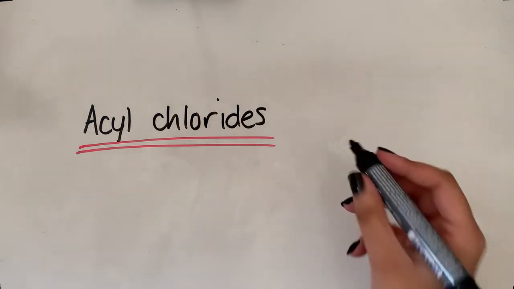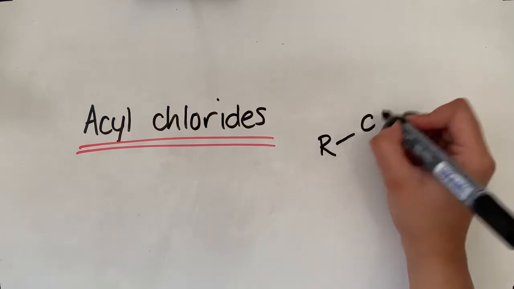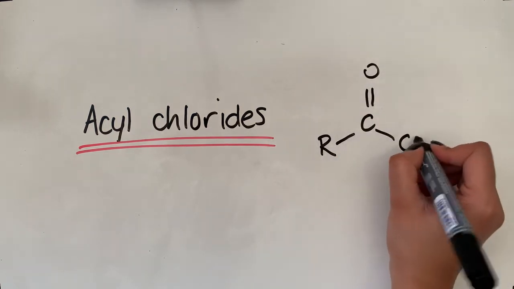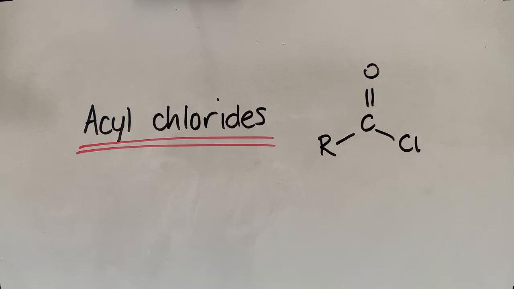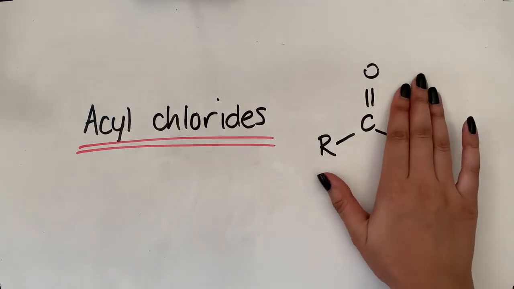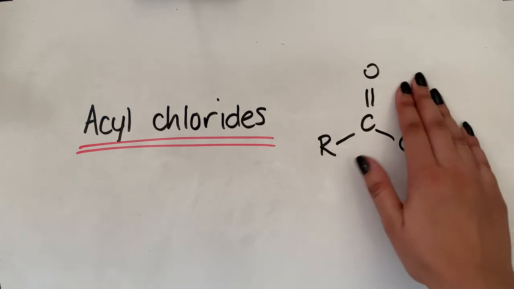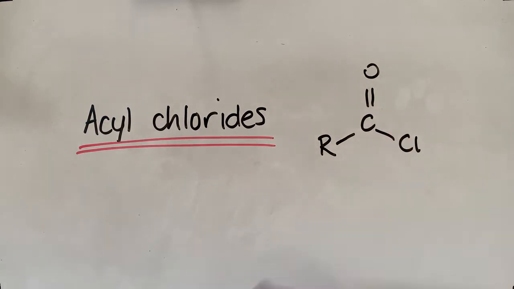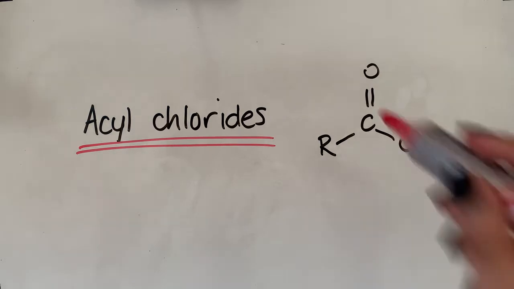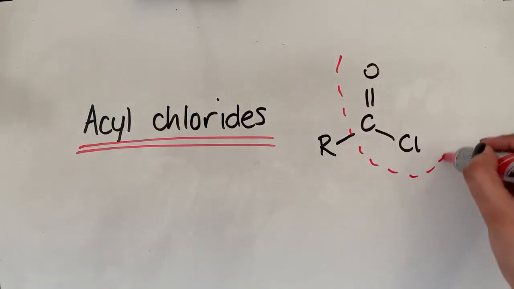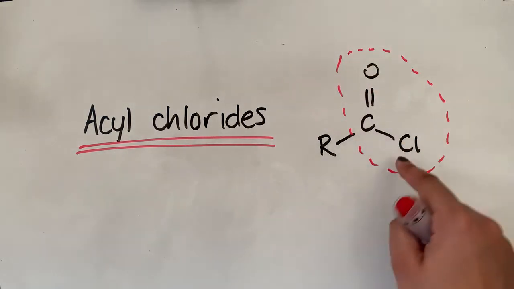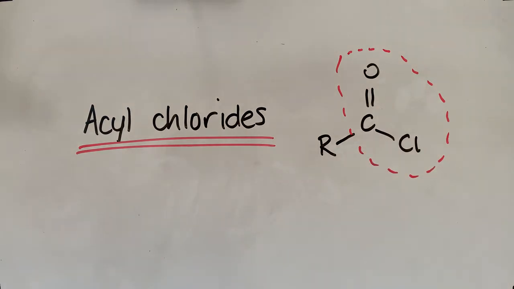So let's have a look at the functional group for an acyl chloride. It's very similar to a carboxylic acid, so you have the carbonyl group there, and where you'd have the OH attached, you now have a chlorine attached to that. So this part here is the acyl chloride functional group, so the chlorine is directly attached to the carbonyl carbon.